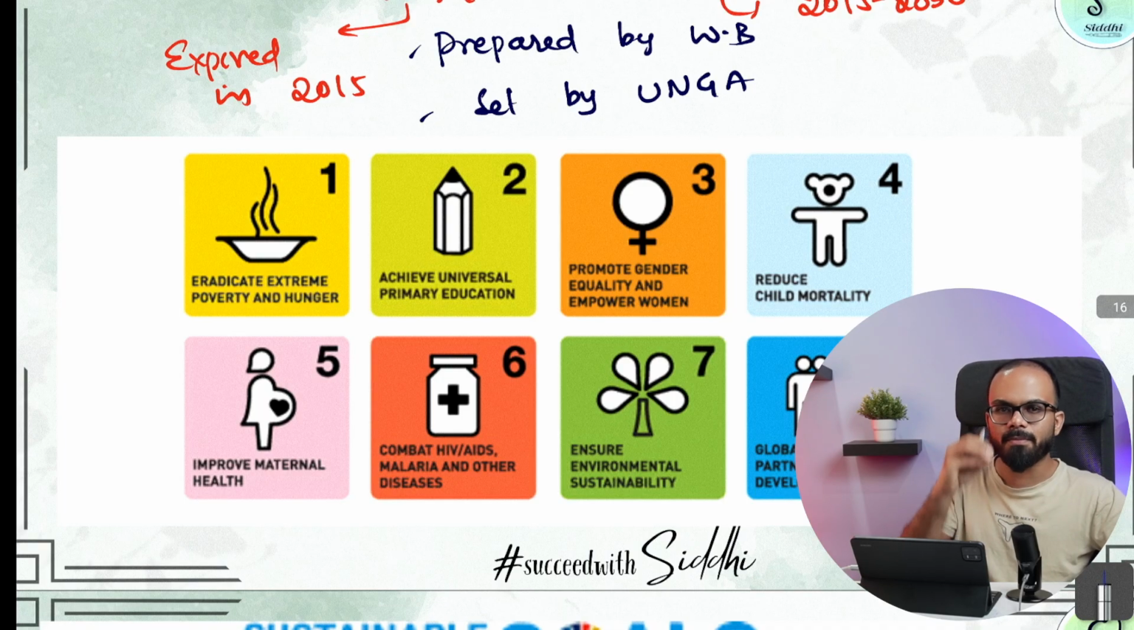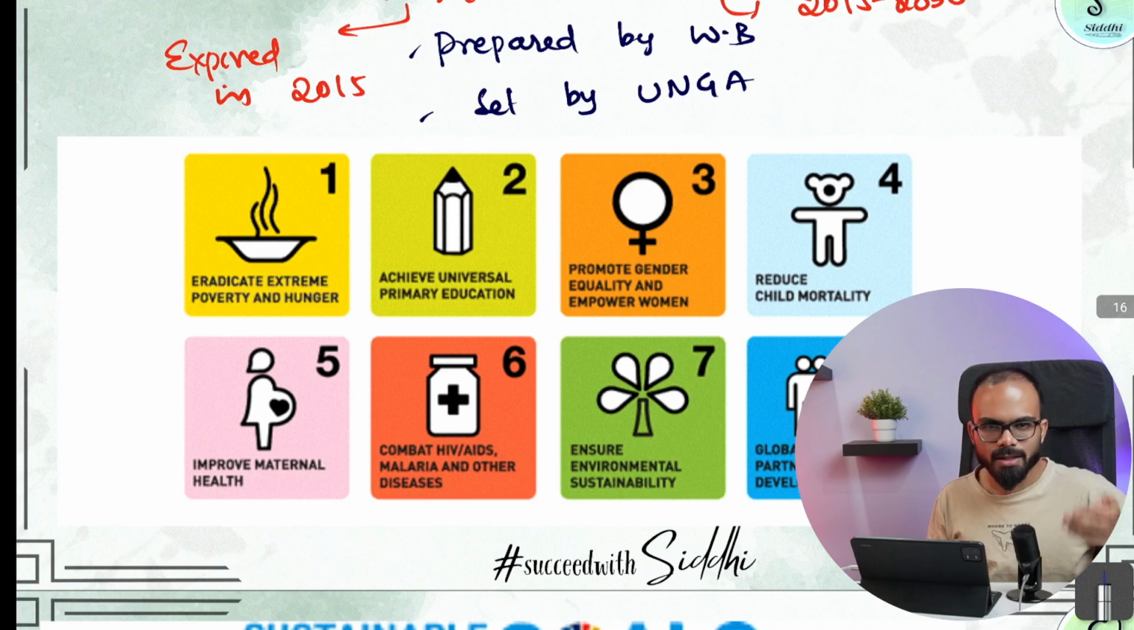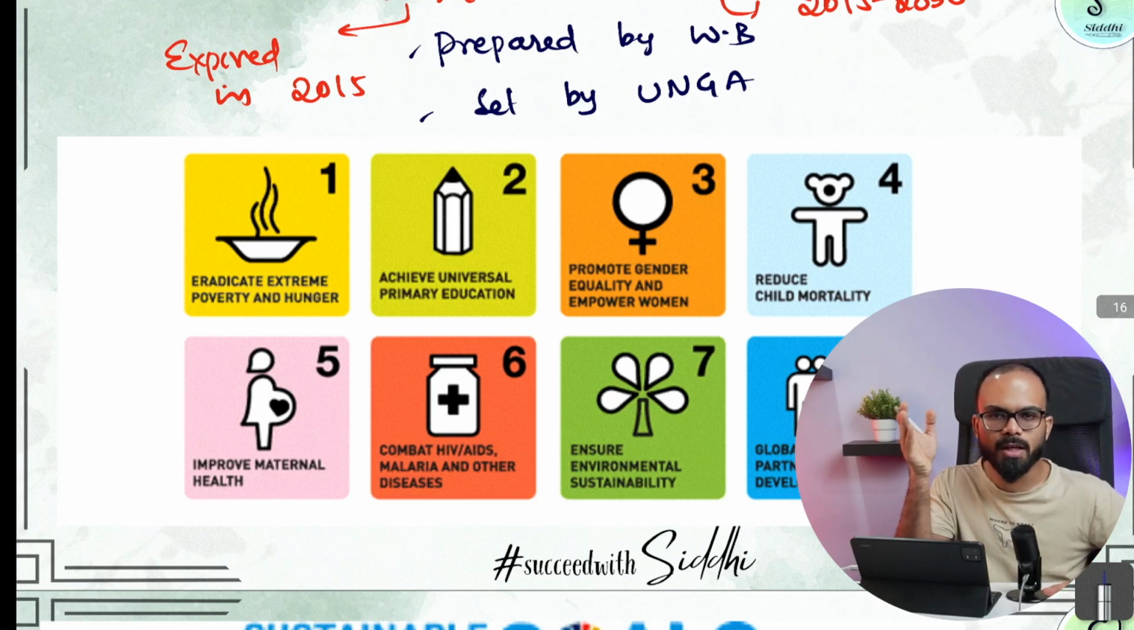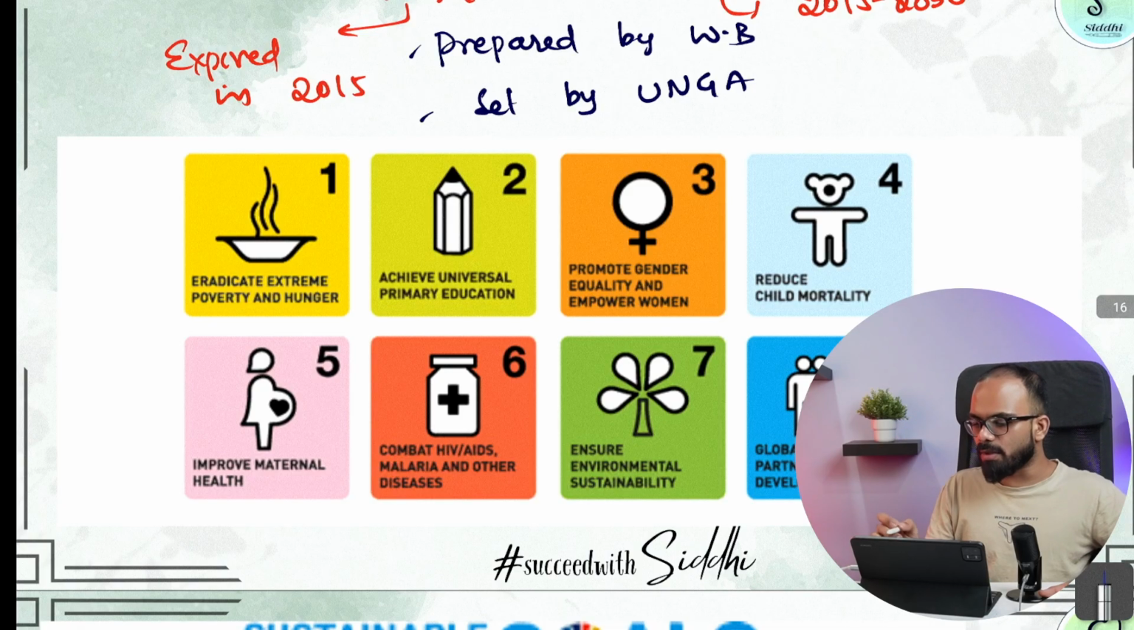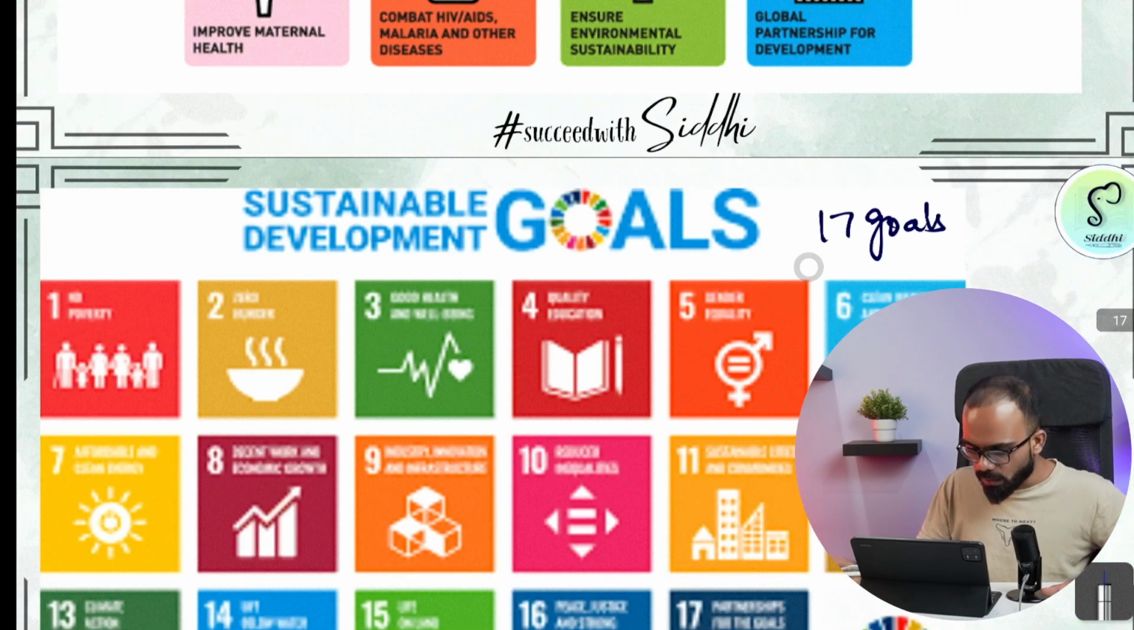So Millennium Development Goals focus on the basic welfare of people and those elements that determine the number of people who are below the poverty line. The next level of goals are Sustainable Development Goals. Sustainable Development Goals, the period is from 2015 to 2030.